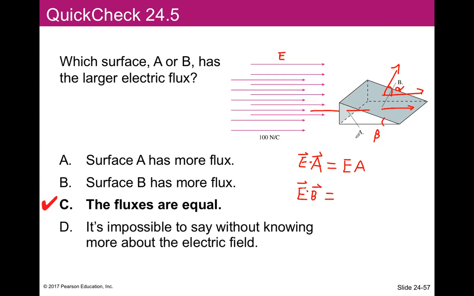So we can say E, so this is theta. Sorry, I used alpha, but let's change it to theta, because usually we use theta to indicate the angle between your electric field and the vector of your surface. E B cosine theta. Cosine theta equals to what?